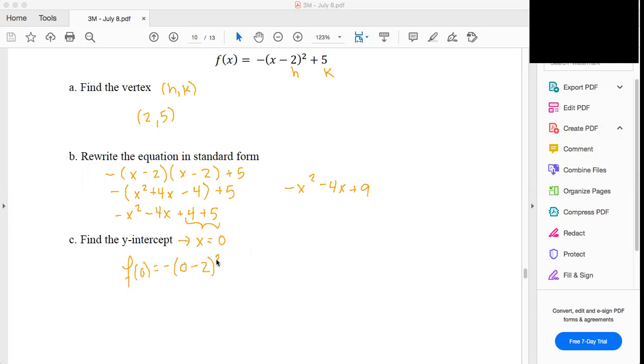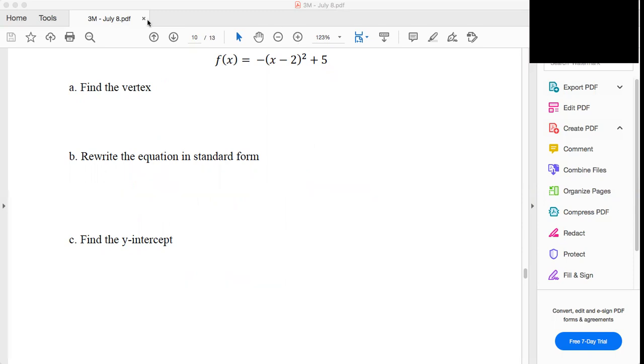0 minus 2 squared plus 5. Negative 2 squared plus 5, which is negative 4 plus 5, which is simply 1. So our y-intercept is 0, 1. I'm clearing this. We're going to do another example.